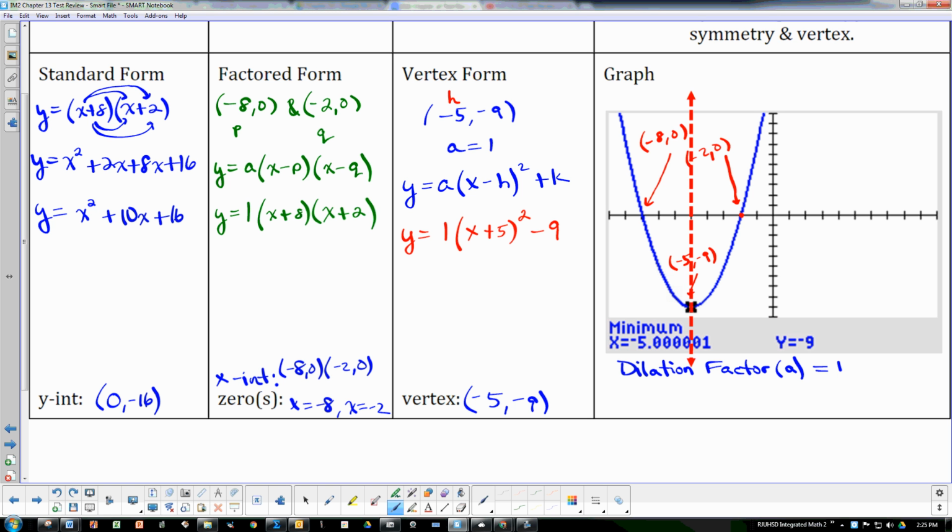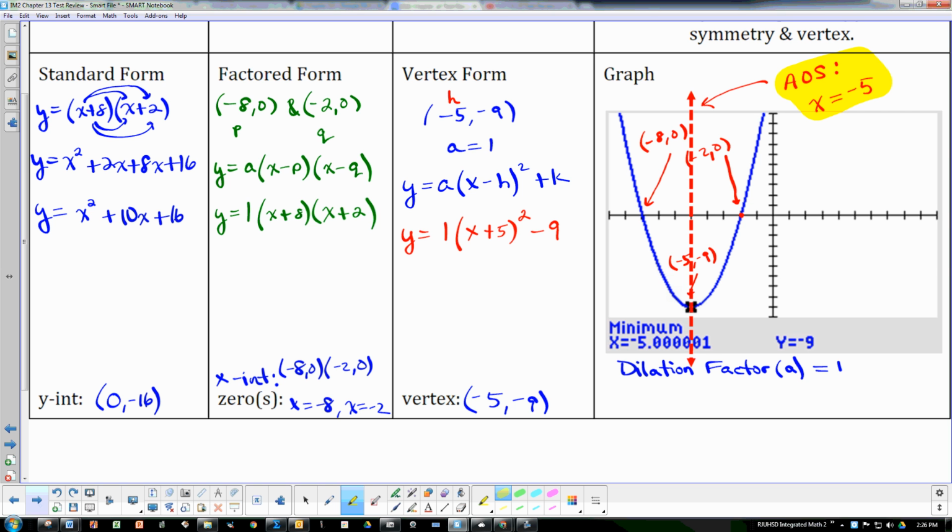Oh, one more thing very important, that I label this axis of symmetry. This axis of symmetry is x equals negative 5. And that is extremely important.